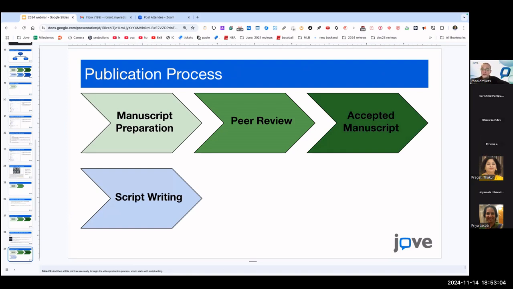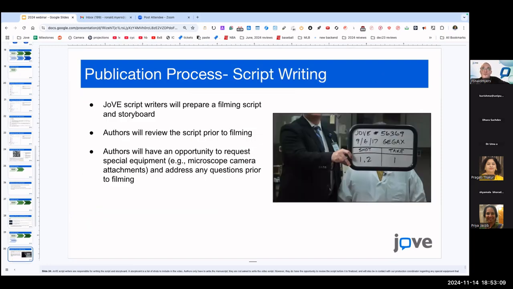So the process of the video production starts with script writing. We have a team of PhD science writers, and based on the original text manuscript, they convert that into a video script and a storyboard, which describes all the video shots that will be done during the day of filming. And we provide this to the authors well in advance of the day of filming, when we travel to their lab and do the filming. They have time to go over it and make any suggestions.